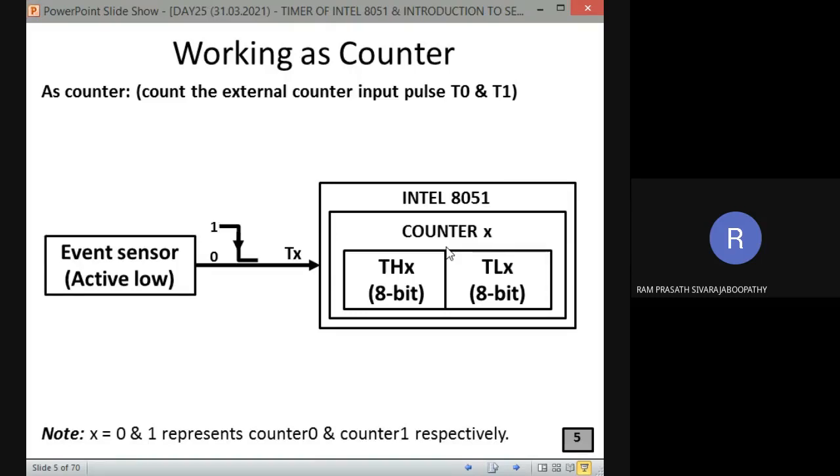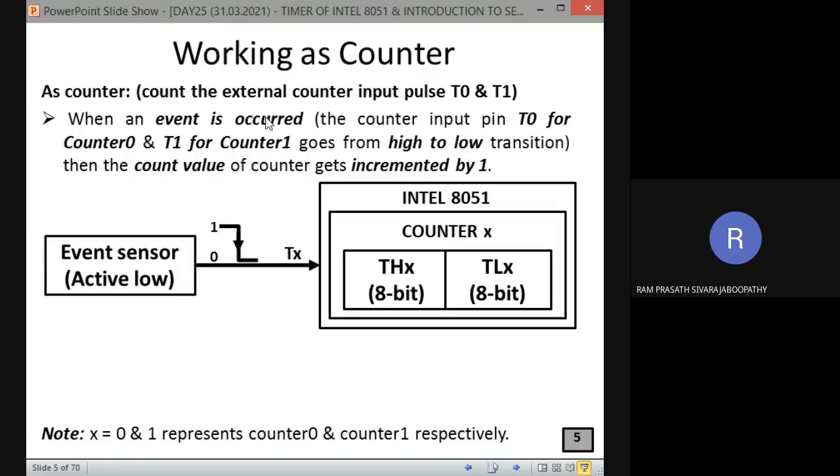Wherever you need some counting operation, you have to detect the event, whether the event happened or not. The best examples are a visitor counter or a cash counting machine. Whenever an object crosses, the sensor should produce a pulse. So in this case, when an event occurs, say for example somebody crossed here, that event happened. At that time, you will be getting the signal from 1 to 0. So an active low sensor you must be using in the case of counting operation.